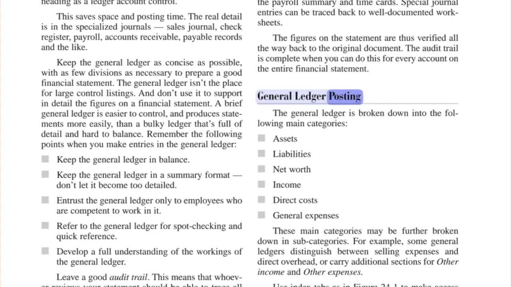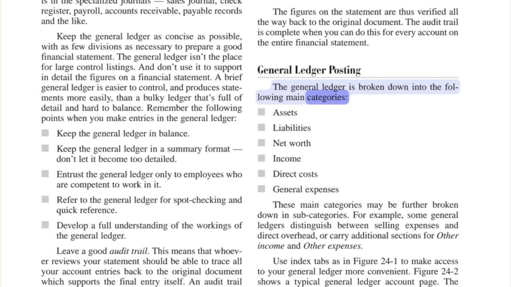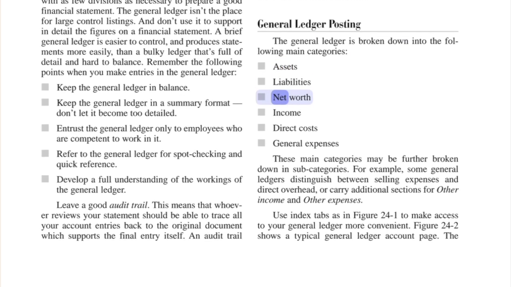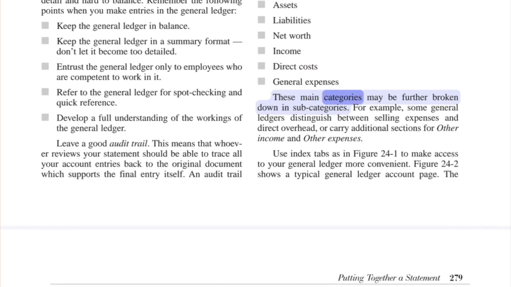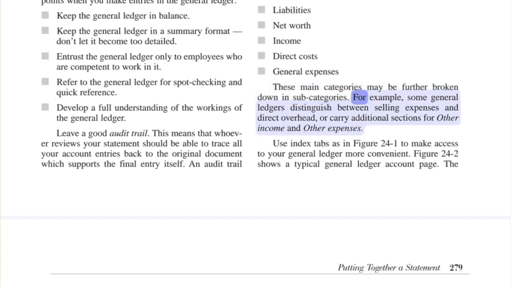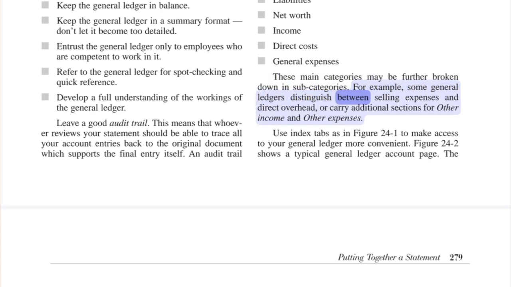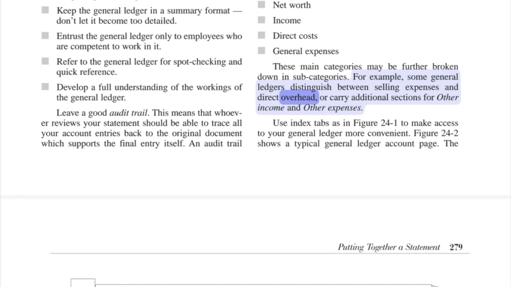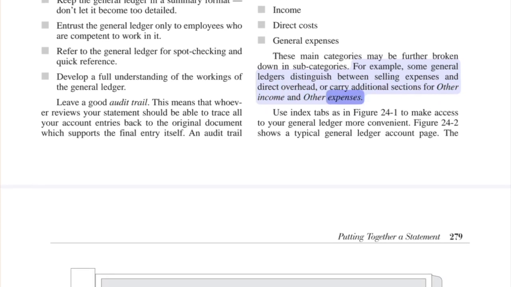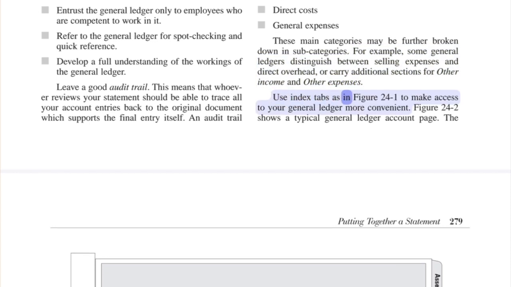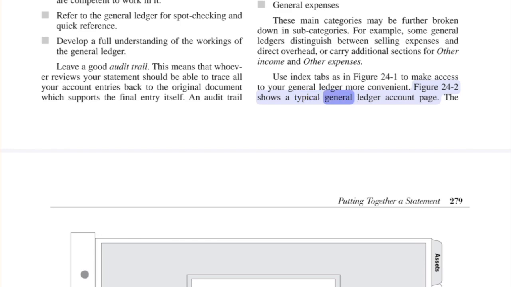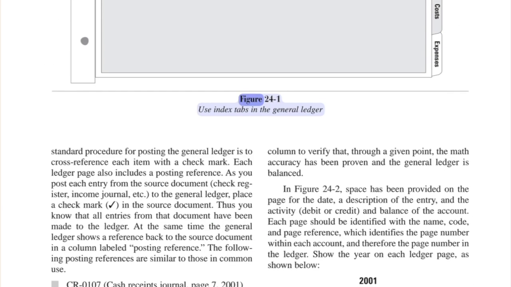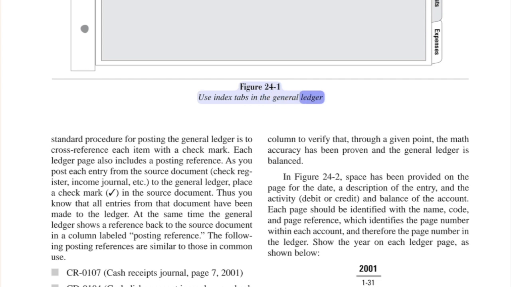General ledger posting. The general ledger is broken down into the following main categories: assets, liabilities, and net worth, income, direct costs, general expenses. For example, some general ledgers distinguish between selling expenses and direct overhead, or carry additional sections for other income and other expenses. Use index tabs, as in Figure 24-1, to make access to your general ledger more convenient. Figure 24-2 shows a typical general ledger account page.